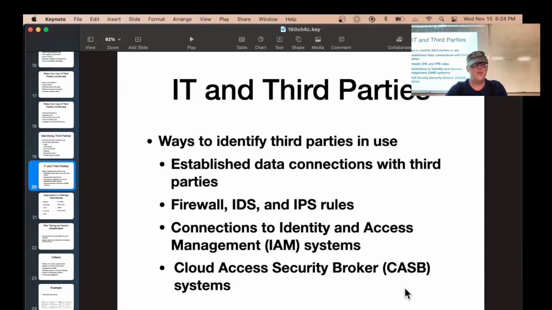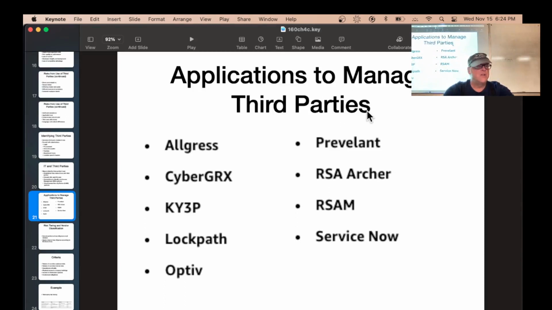That is software just to control how you access your cloud resources, and that there's permissions and limitations and logging of what people do there. That would be the best way to do it. And so there's a lot of applications you can install to manage your third parties: Allgress, Optiv, and RSA Archer. These are commercial products you have to control your access to third parties.